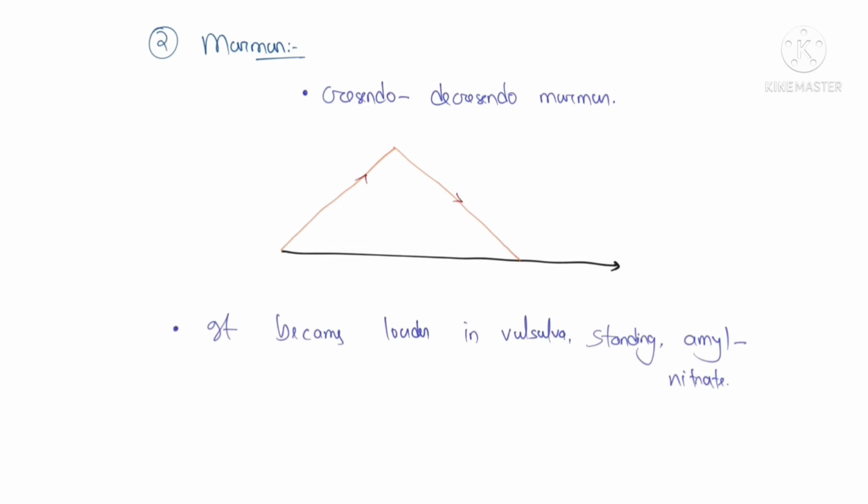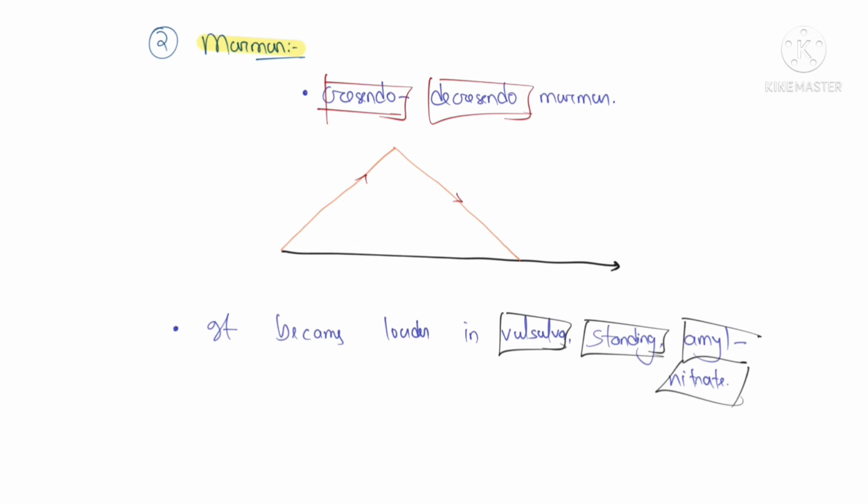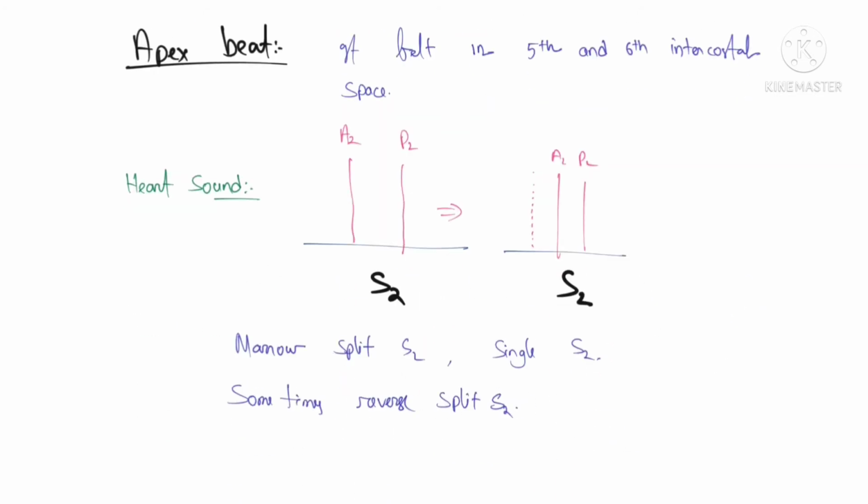The second finding will be a murmur. When the blood passes through the stenosed aortic valve, it will cause vibration. This vibration will create a crescendo-decrescendo murmur. And the funny part of this murmur is that at the time of Valsalva, standing and amyl nitrate, it will become louder, compared to other murmurs, which will decrease in intensity at the time of Valsalva, standing and amyl nitrate.